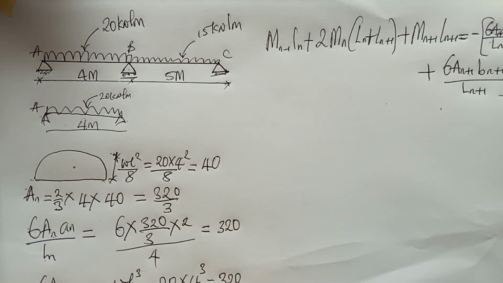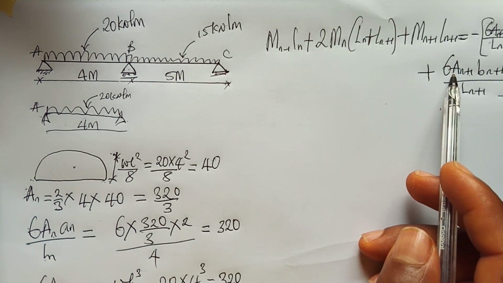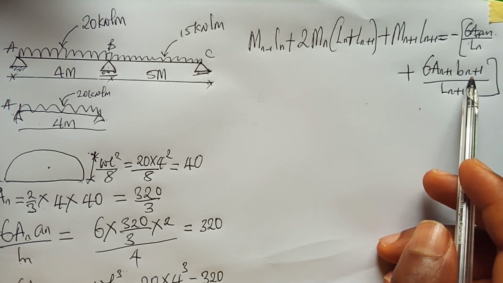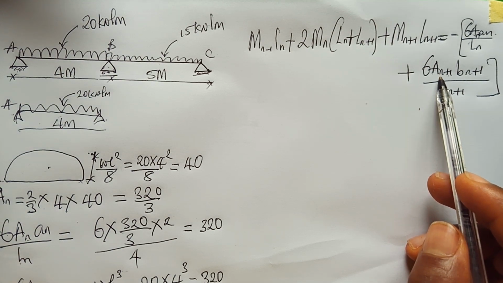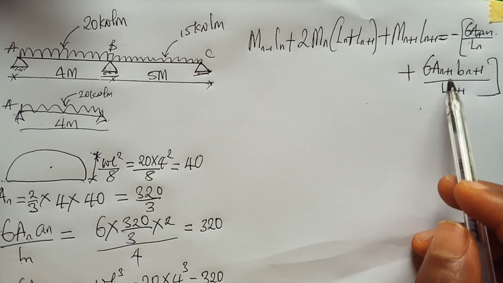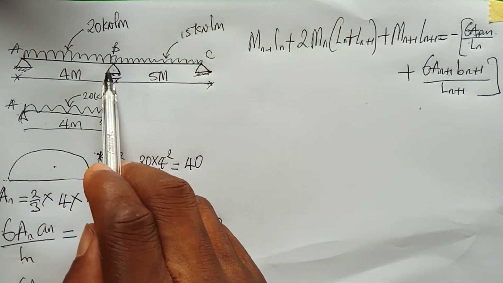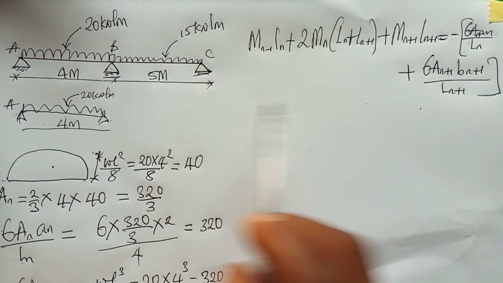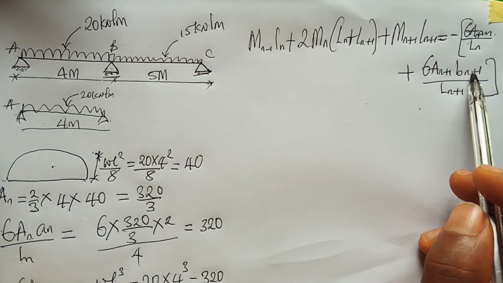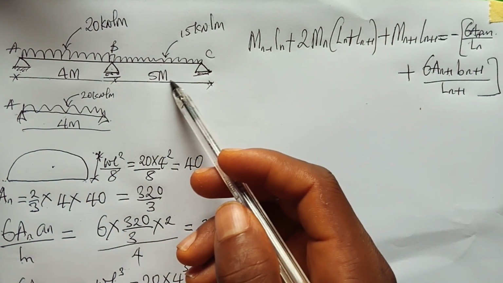So, using the formula to get 6An plus 1 Bn plus 1 all over Ln plus 1. Remember, this An plus 1 is the same thing as what we have done here, just that we are adding plus 1 to indicate that considering this joint, whatever is happening is after where we are standing. That is why we have An plus 1. And this Bn plus 1 is the centroid also from the right hand side.